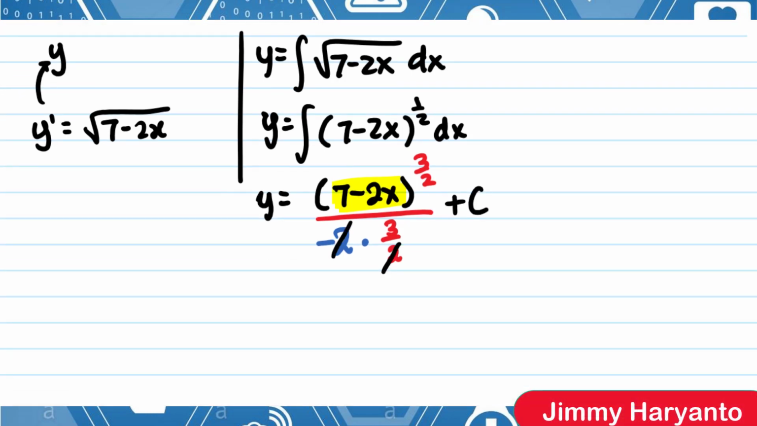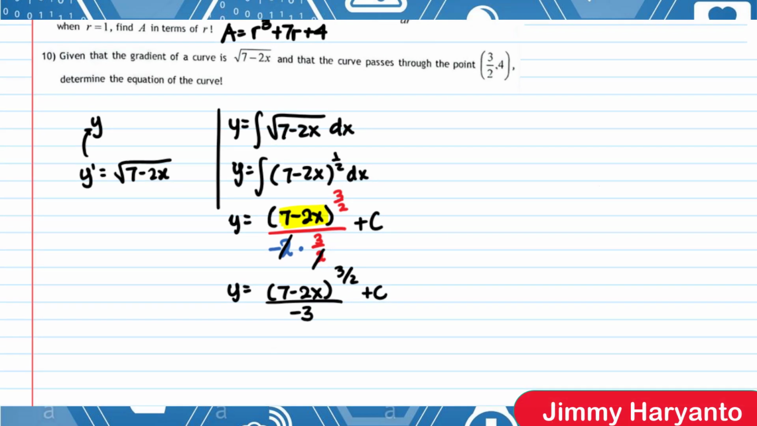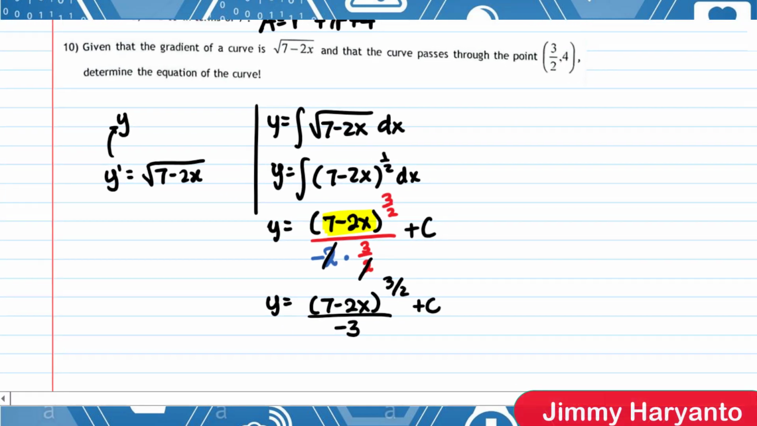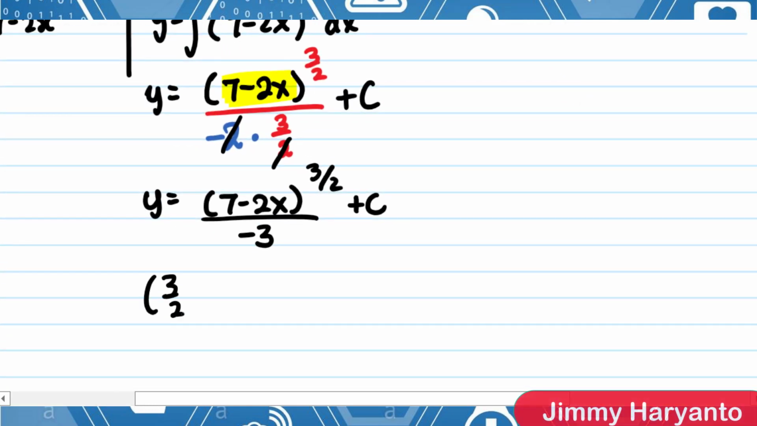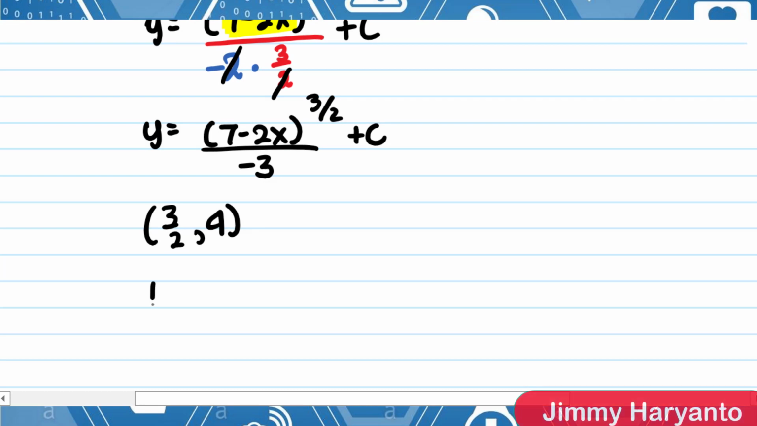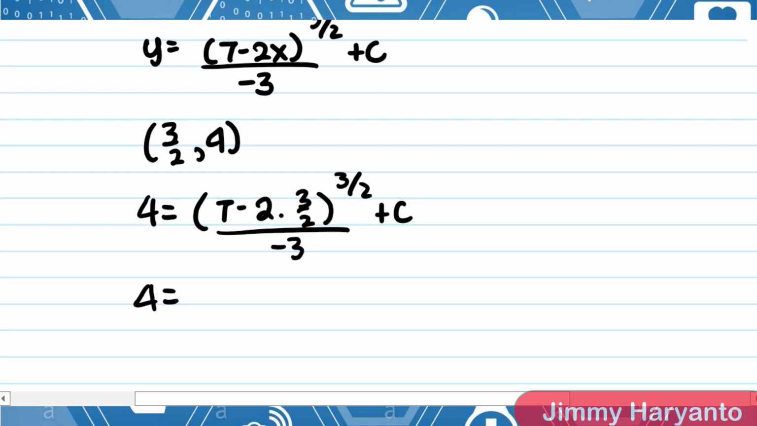You can simplify it like this. So you will have y equals (7 minus 2x) to the power of 3 over 2, over negative 3, and then plus c. Okay, and the question gives you the point. The curve passes through the point (3 over 2, 4). That means you only have to put the point into your equation. So you have (7 minus 2 times 3 over 2) to the power of 3 over 2 over negative 3, and then plus c.